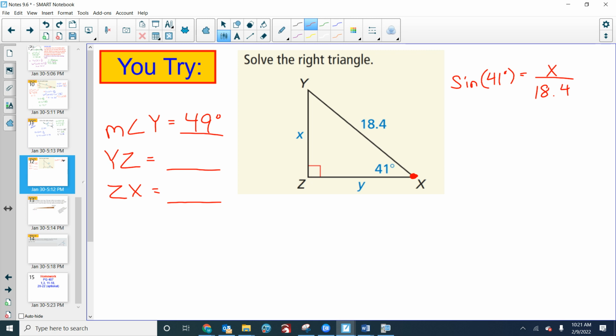Is this a one-step solve or a two-step from here? One, because I just have to multiply both sides by 18.4. X is 18.4 times the sine of 41.